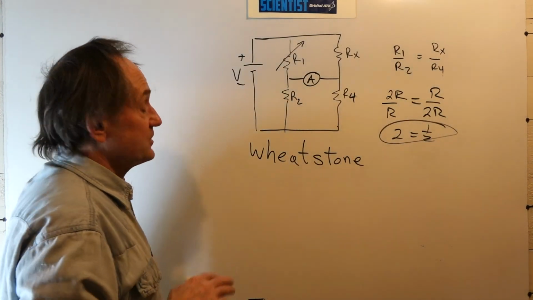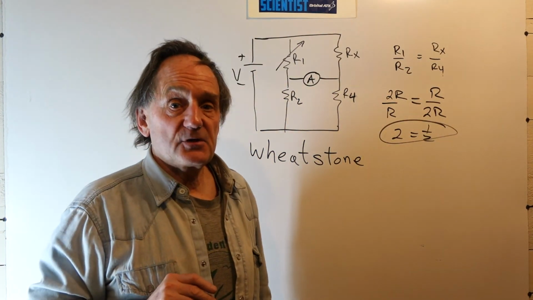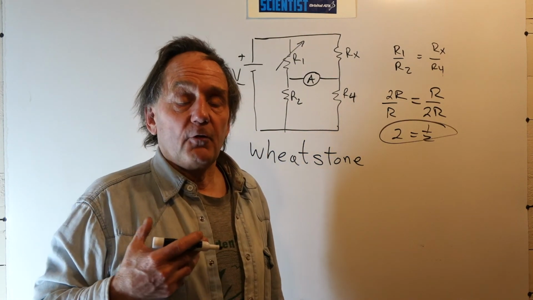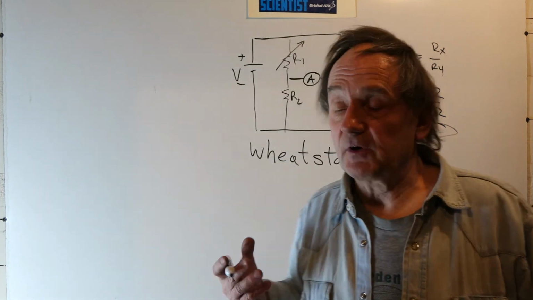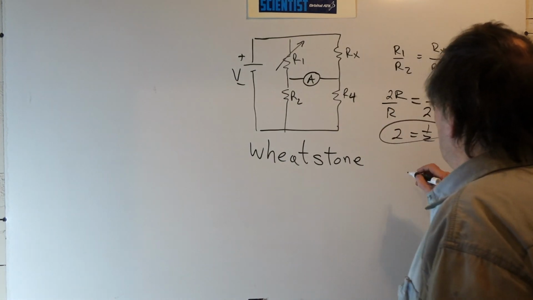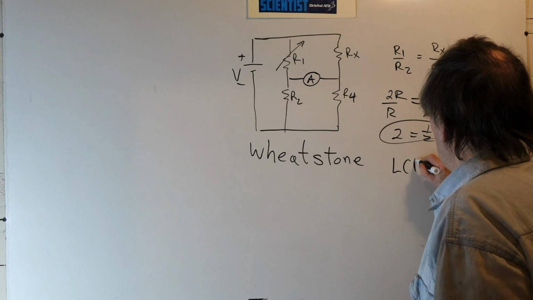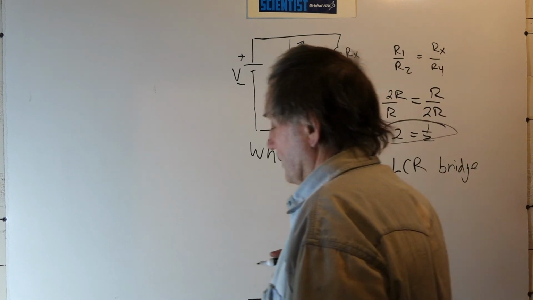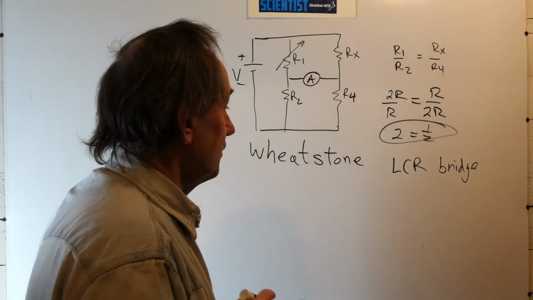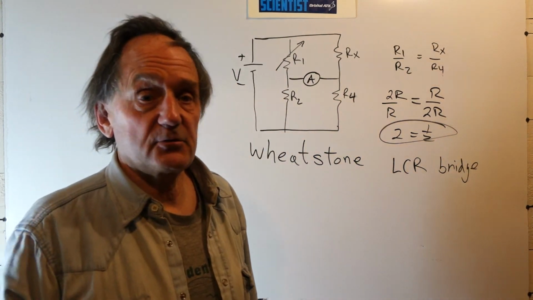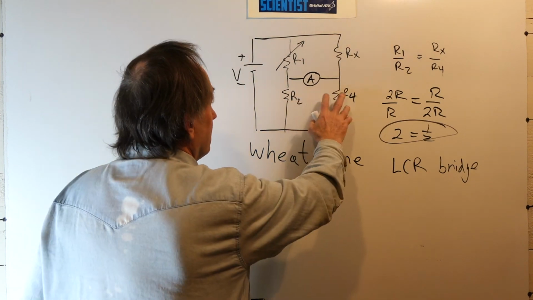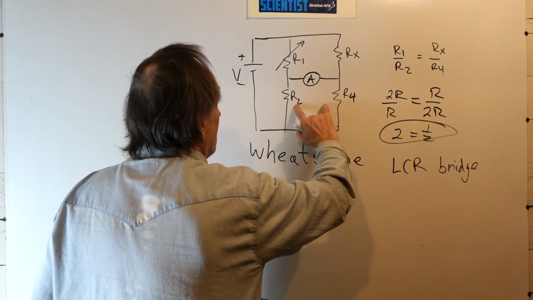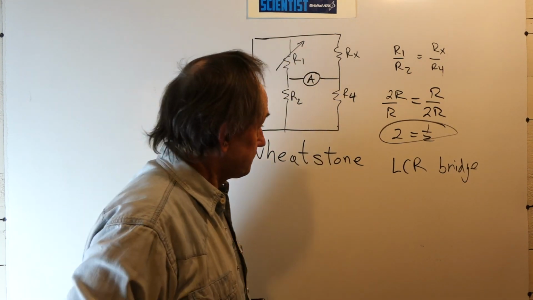That is a Wheatstone bridge, and this type of circuit arrangement was used initially for determining unknown resistors, reactances. This was an LCR bridge that you can use to determine unknown values of inductors, capacitors, and resistors, depending upon how you select these elements for R2, R4, and R1.